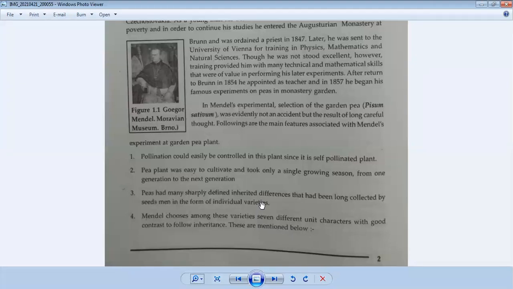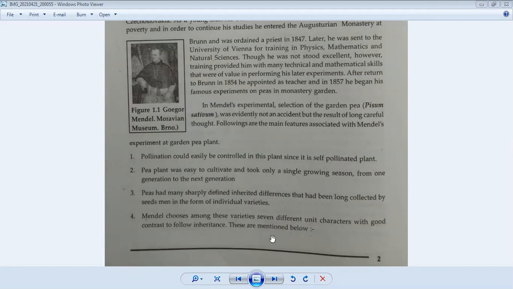इसमें बहुत सारे ऐसे कॉन्ट्रास्टिंग कैरेक्टर्स थे कि जो हम लोग इजीली आइडेंटिफाई कर सकते थे कि वे एक जनरेशन से दूसरी जनरेशन में ट्रांसफर होते हैं. So the pea plant consists of various contrasting characteristics, and they can be easily identified during transfer from one generation to another generation. Mendel chose among these varieties 7 different unit characters with a good contrast to follow the inheritance.